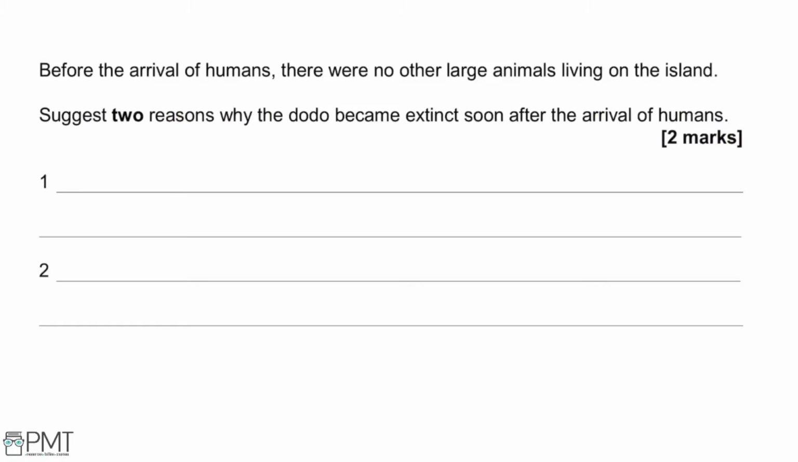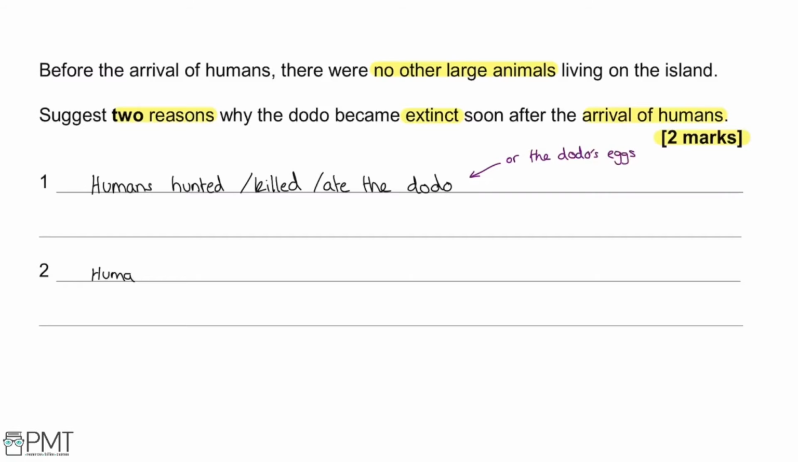Before the arrival of the humans, there were no other large animals living on the island. Suggest 2 reasons why the dodo became extinct soon after the arrival of the humans, and this question is worth 2 marks. So there are many potential reasons for this. One is that the humans hunted and killed the dodos for food, and the same can be said about the dodo's eggs as well. They may have been collected or eaten by humans.